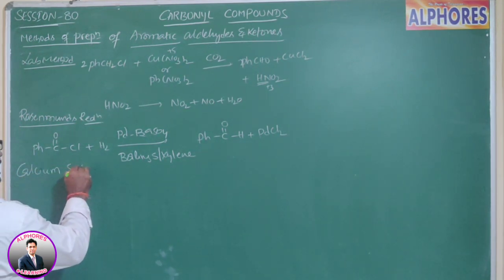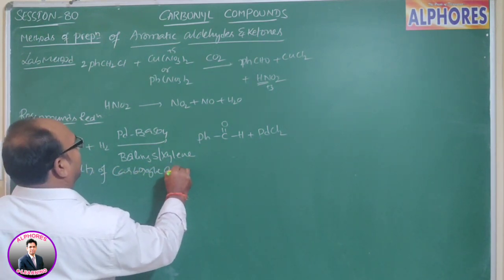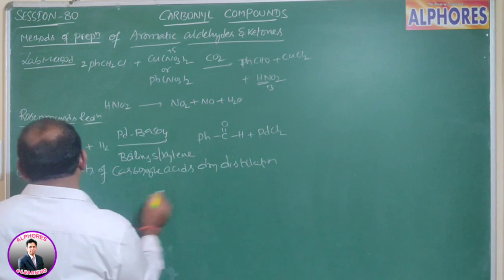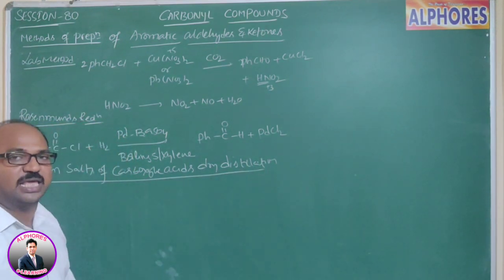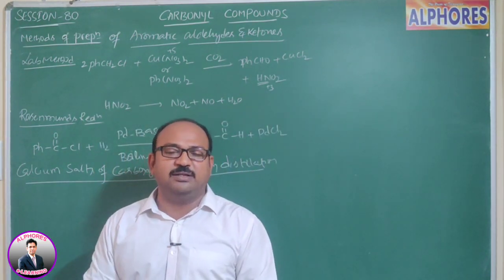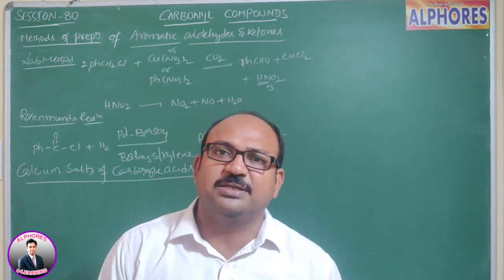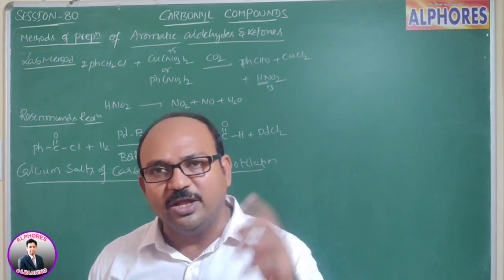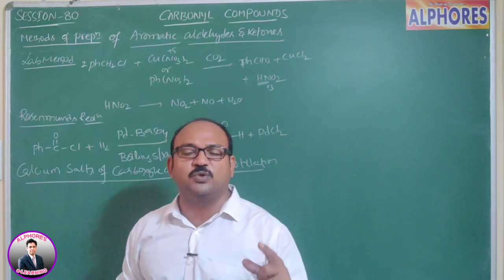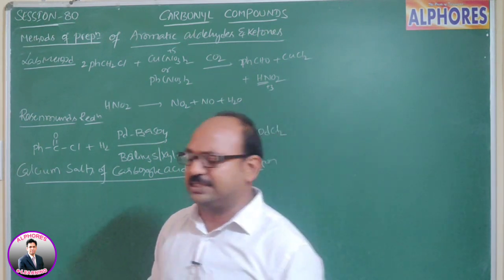Next, dry distillation of calcium salts of carboxylic acids. We also learned that dry distillation of calcium salts of carboxylic acid, if you consider formic acid salt only, gives formaldehyde. Except for the formic acid salt, any other carboxylic acid salt gives only a ketone. But if you want to prepare an aldehyde, you need to use the calcium salt of formic acid along with the calcium salt of any other carboxylic acid.